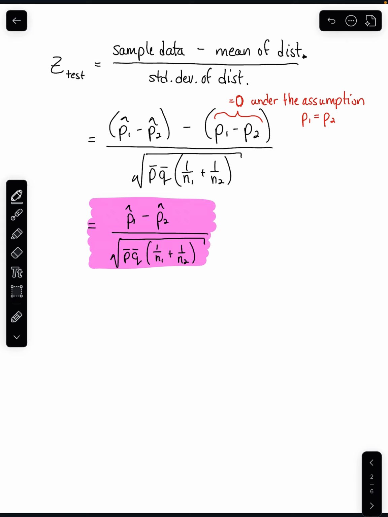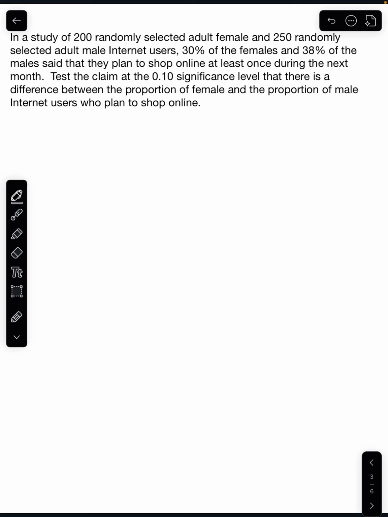Let us look at a couple of examples. First, let's start with an example. In a study of 200 randomly selected adult females and 250 randomly selected adult males who are internet users, 30% of the females and 38% of the males said that they plan to shop online at least once during the next month. We're going to test the claim at the 0.10 significance level that there is a difference between the proportion of female and the proportion of male internet users who plan to shop online.